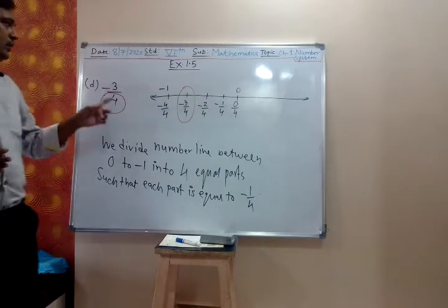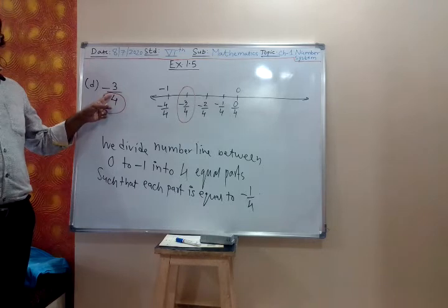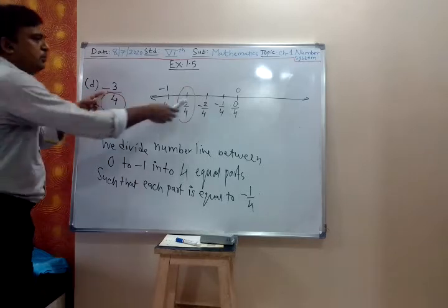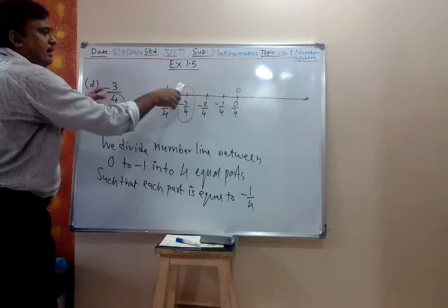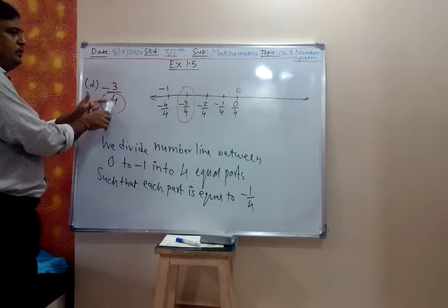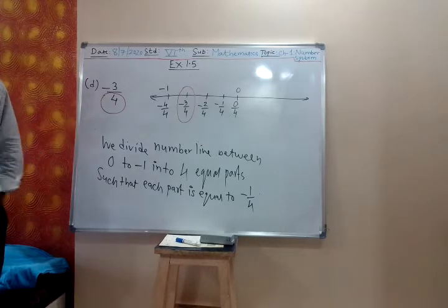Now the number is minus 3 upon 4. The number is negative. So I have to divide the number line, instead of 0 to 1, I will take 0 to minus 1, and divide this into 4 equal parts.